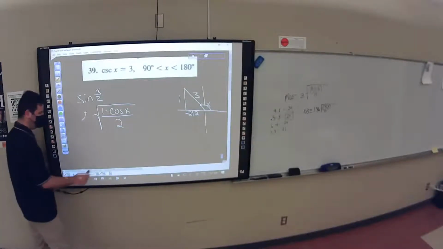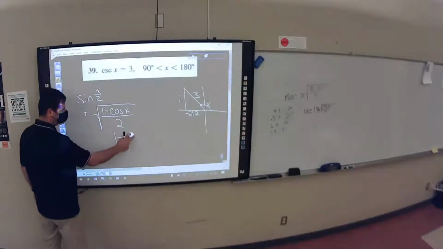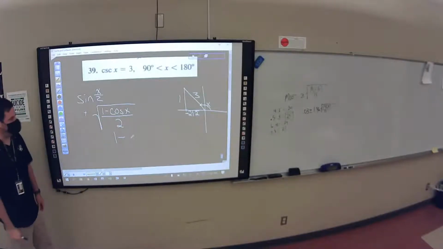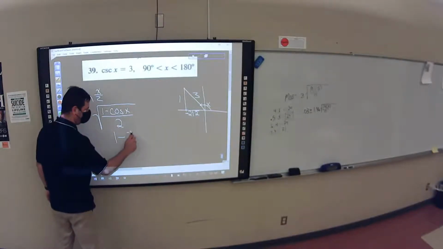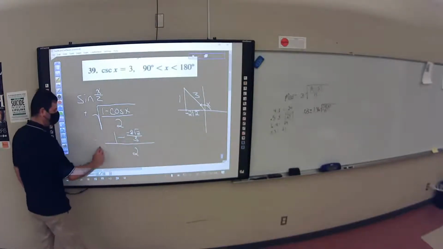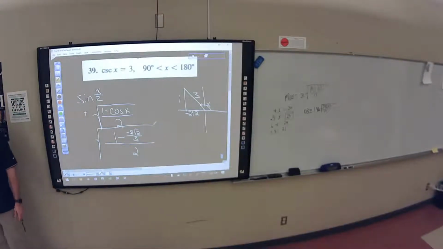And so now I'm just going to do 1 minus the cosine of that angle, and cosine is adjacent over the hypotenuse. And adjacent is negative 2 root 2 over 3. And this whole thing is over 2. And then this whole thing is square rooted. And now we're pretty much done. We just got to simplify it a little bit.